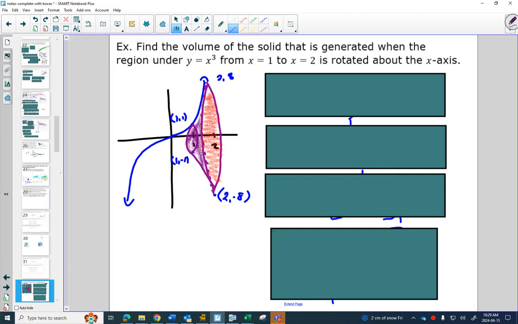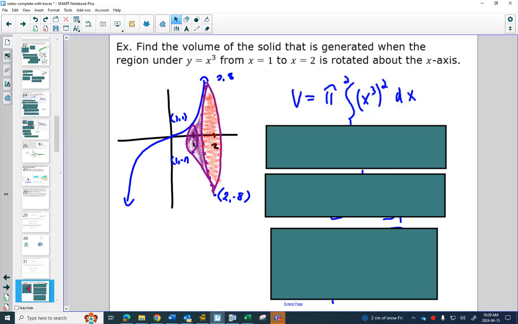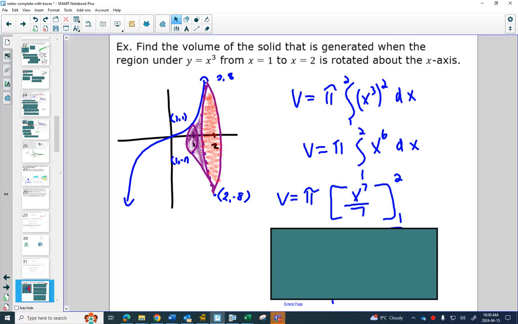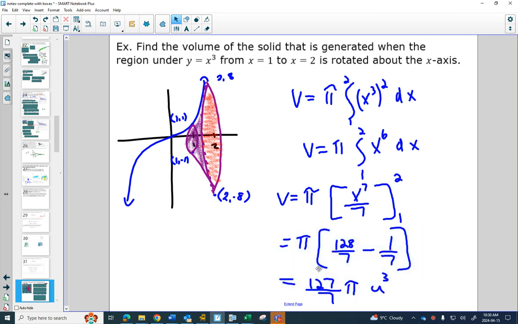So there's our solid. We now want to find, what is the volume of this? So we're going to take our pi r squared from 1 to 2, which gives us an x to the 6th graph. I especially like these ones where we can do the mental math. 127 divided by 7 pi units cubed. That's crazy.